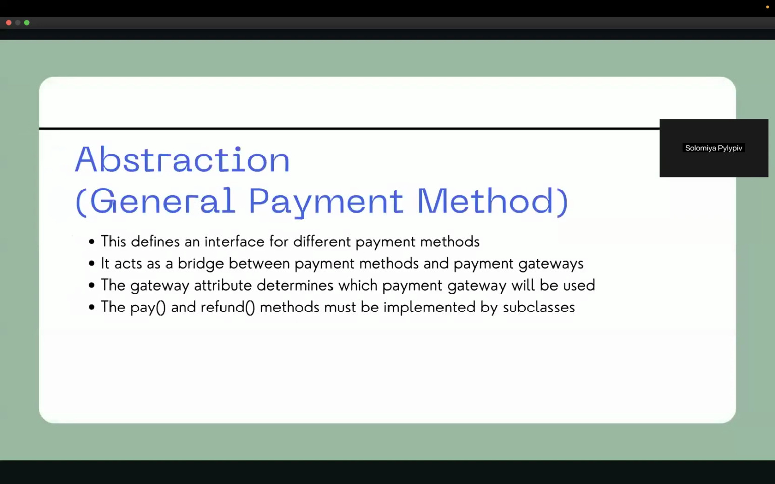Okay, so abstraction. The abstraction defines the interface for the different payment methods. It acts as a bridge between the payment methods like credit card, bank transfer, PayPal, and the actual payment gateway. So the gateway attribute determines which payment gateway to use for processing transactions. The pay and refund methods are abstract and must be implemented by their subclasses.